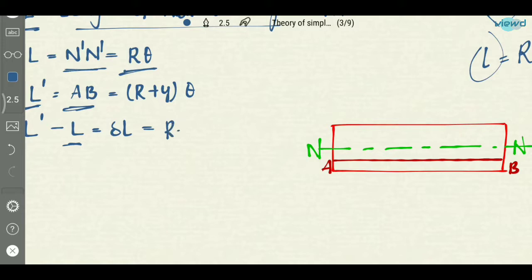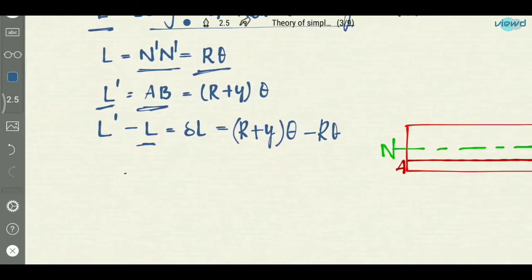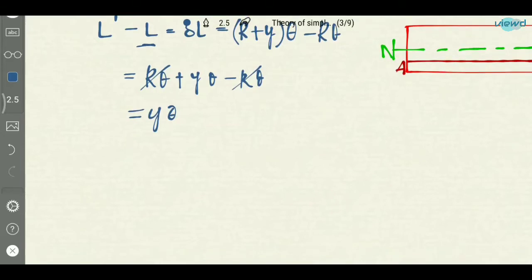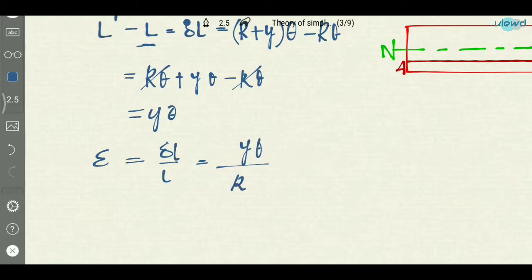So what is L dash? (r plus y) into theta, minus what is L? It is r theta. If we simplify it, r theta plus y theta minus r theta. So r theta gets cancelled and the remaining is y theta. And what is the strain? Strain will be change in length divided by length. So the change in length is y theta, divided by the original length r into theta. So theta gets cancelled and the remaining is y by r.